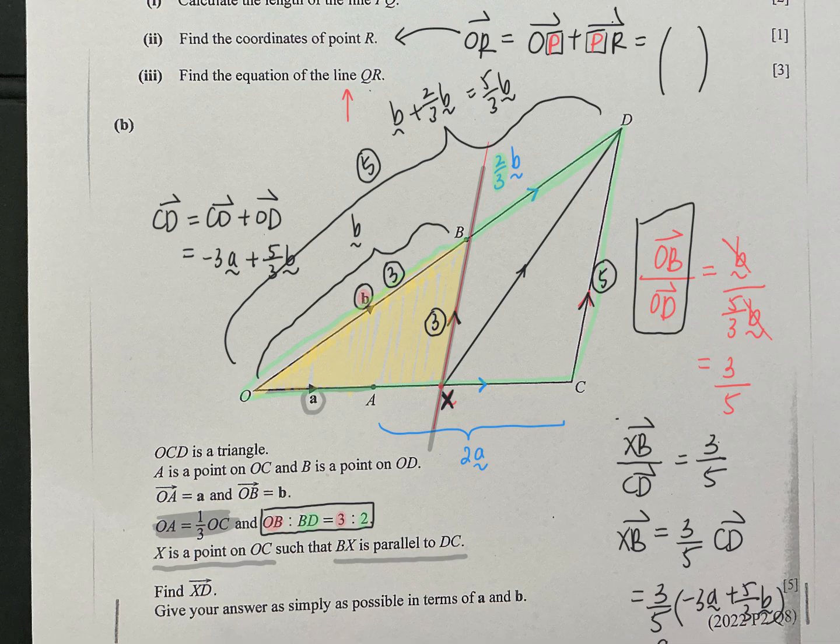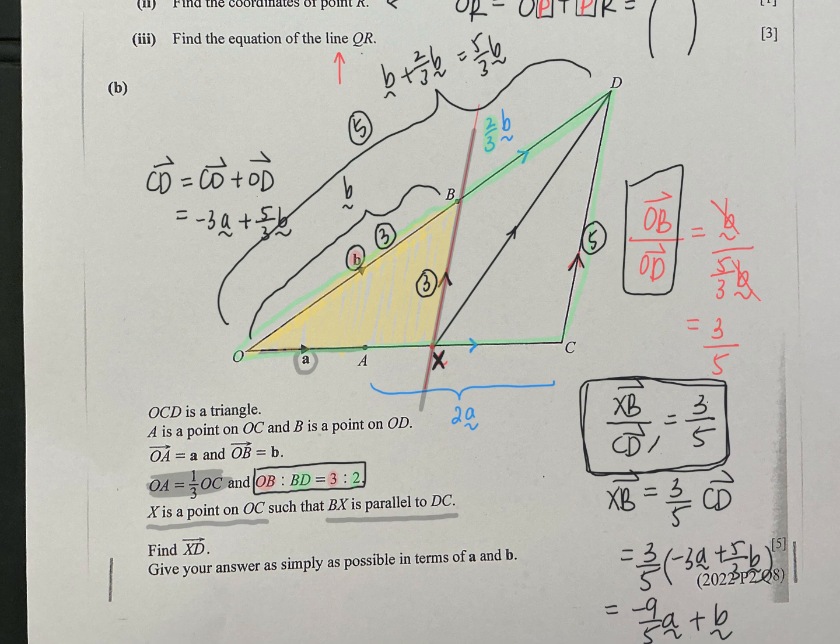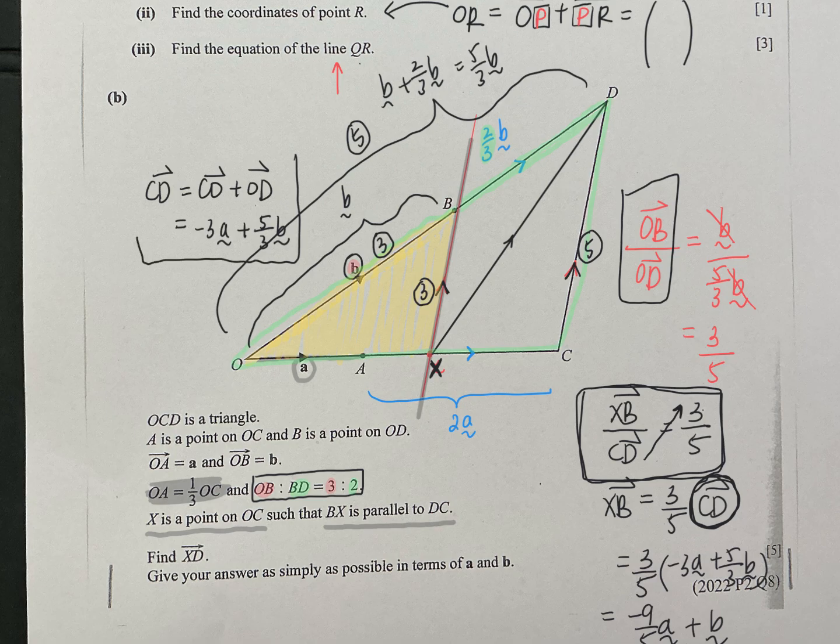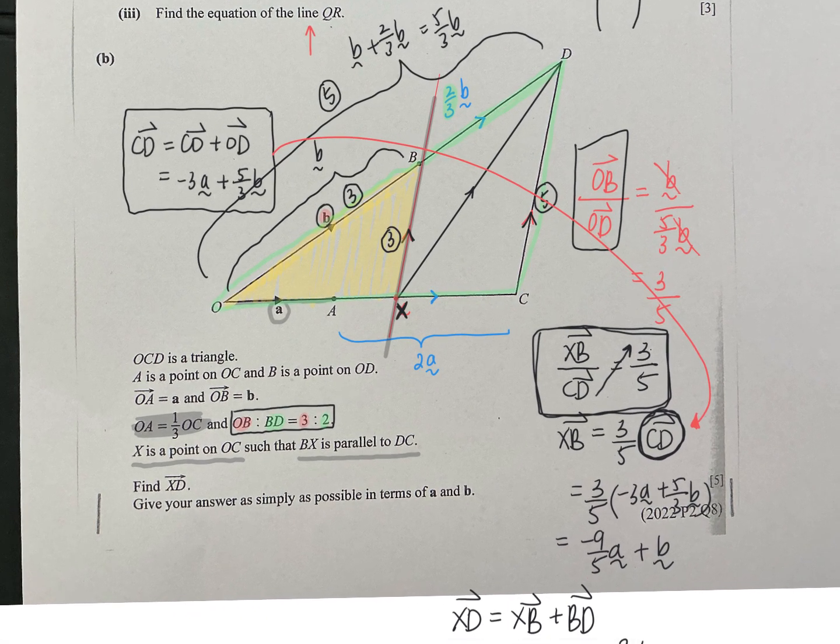So I write down here that the ratio is also 3:5. Then I cross multiply my CD. Then I realized I don't have CD, so I need to find CD by using this. To find CD is the same as moving from C to O and then O to D. So I add them up and plug in here. So I got XB. I just found what XB is.